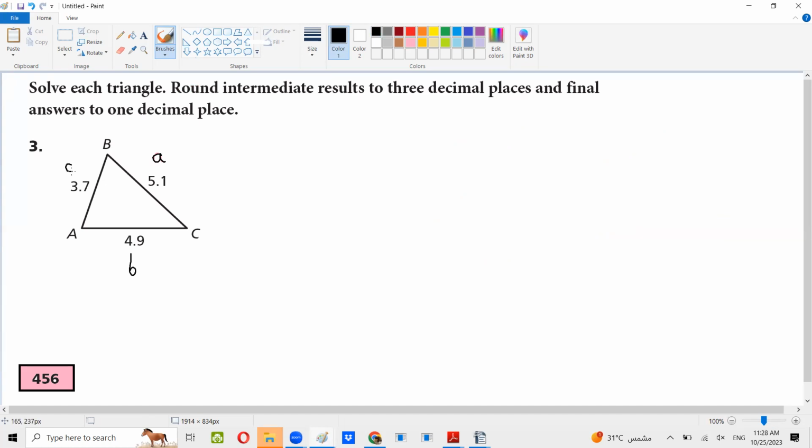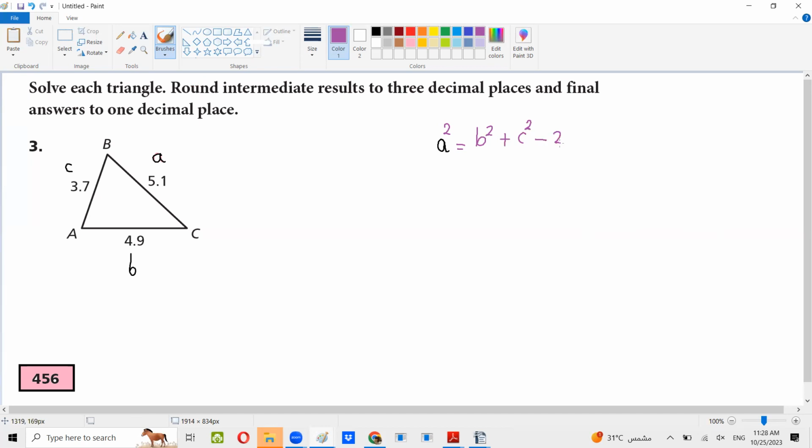I start with the side. Suppose I want side A. I will make it a power: A to the power of 2. Because this is a long rule, it is equal to the other two sides. If I took A as the side, I still have B and C: B squared plus C squared. Clear?